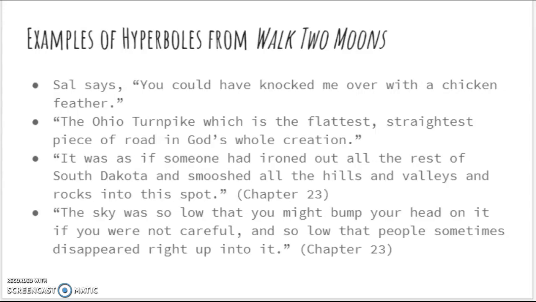Examples of hyperboles from Walk Two Moons. Sal says, you could have knocked me over with a chicken feather. The Ohio Turnpike, which is the flattest, straightest piece of road in God's whole creation. It was as if someone had ironed out all the rest of South Dakota and smushed all the hills and valleys and rocks into the spot. The sky was so low that you might bump your head on it if you were not careful, and so low that people sometimes disappeared right up into it.